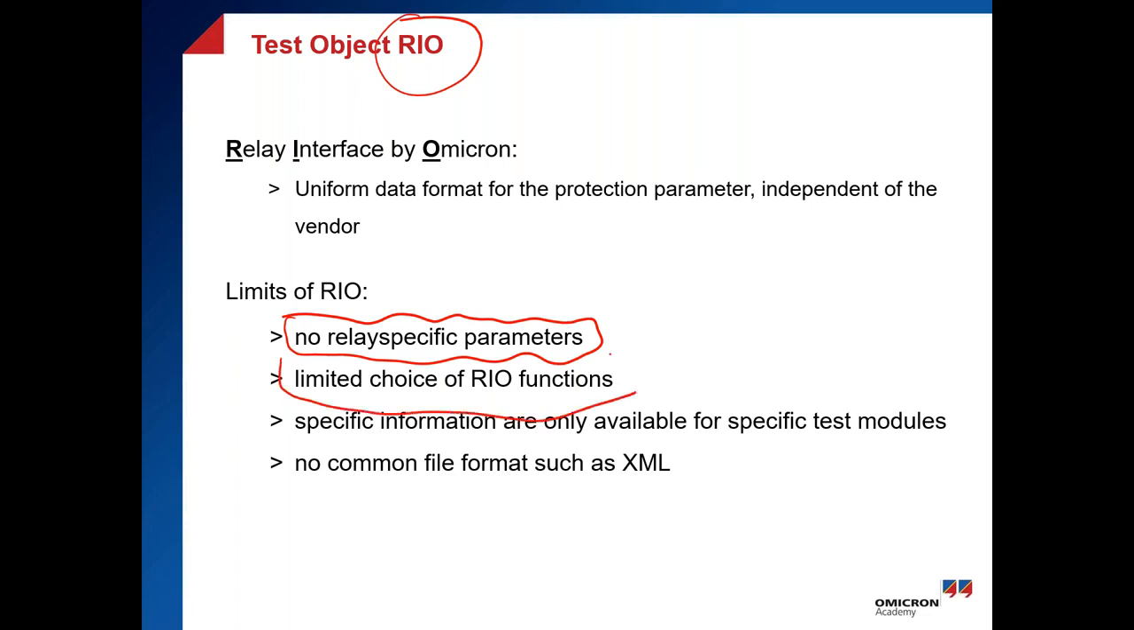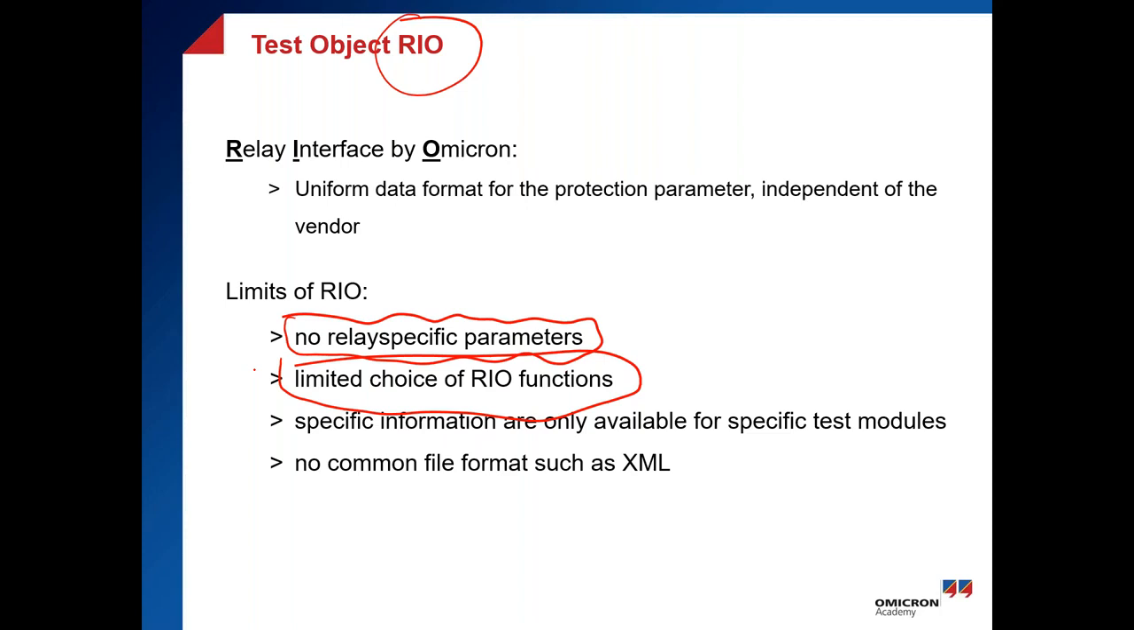Also, there is a limited choice of relay functions. We can't add many functions. For example, if I would like to test setting group 1, setting group 2, setting group 3, setting group 4, and I have distance settings for setting group 1, another distance setting for setting group 2, and another distance setting for group 3, this is a limitation, because in RIO I can't add distance function 1, distance function 2, distance function 3, where each distance function has different settings based on the settings group in the relay.